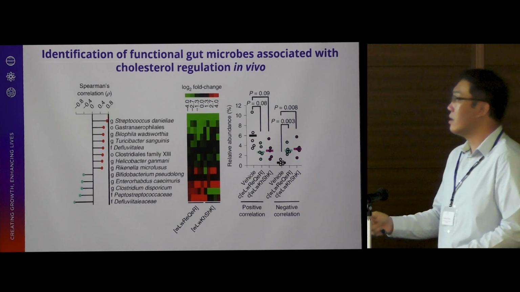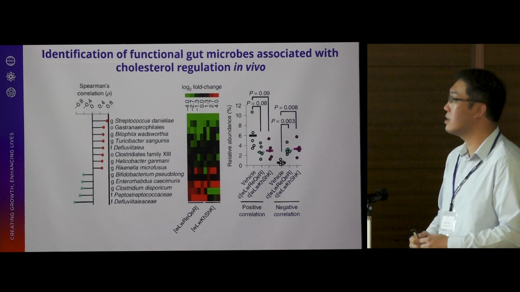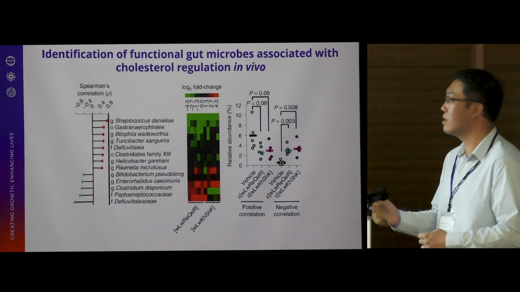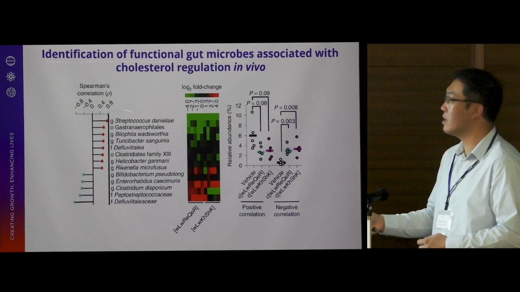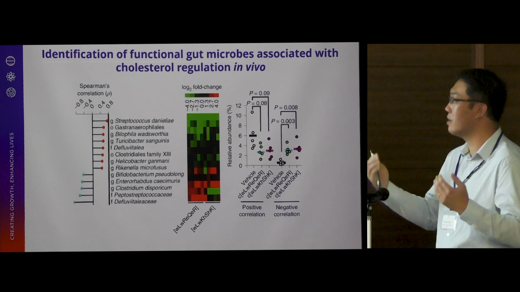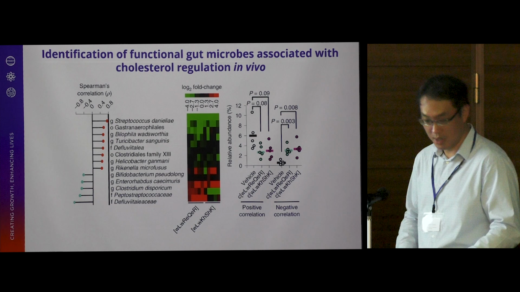And then here we also identify several candidate species which are correlated with cholesterol level in the animal. And then here, you can see for those species positively correlated with cholesterol, we also notice their abundance becomes significantly reduced after peptide treatment.